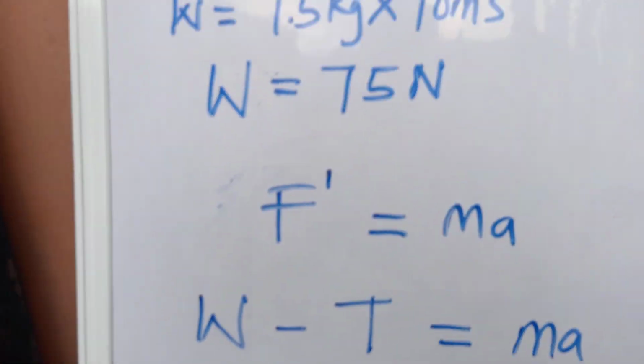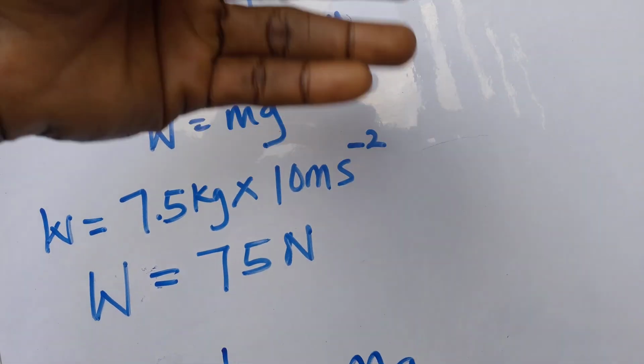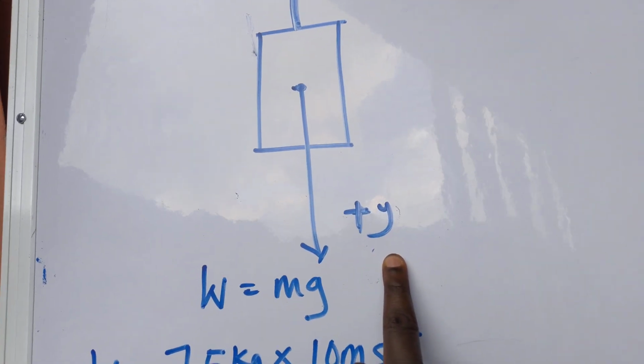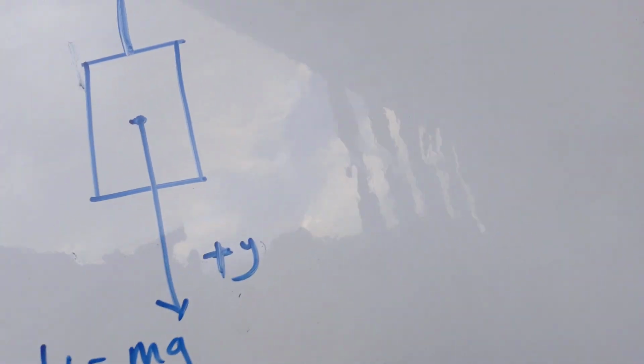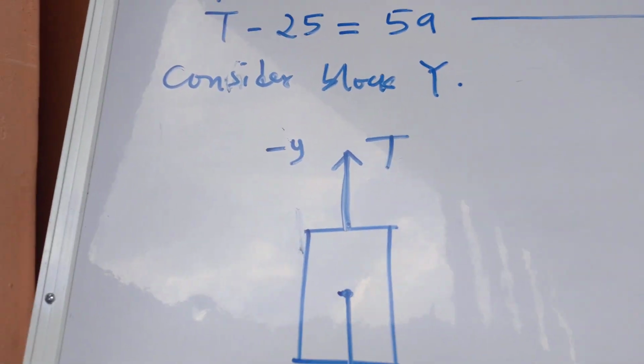So we have seen the summation of the forces. F prime shows us the summation of forces. First, the one acting vertically downwards is the weight. We took it as positive, and the one going upwards, we took as negative. Reason being that for a frictionless pulley, the direction changes. It is frictionless.